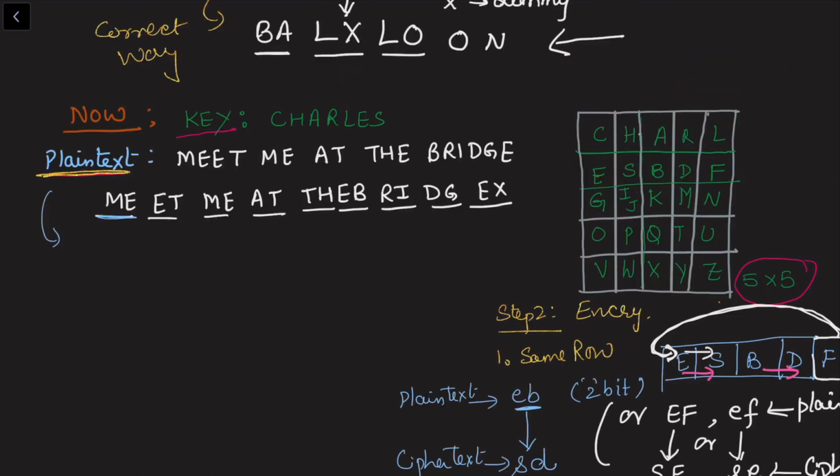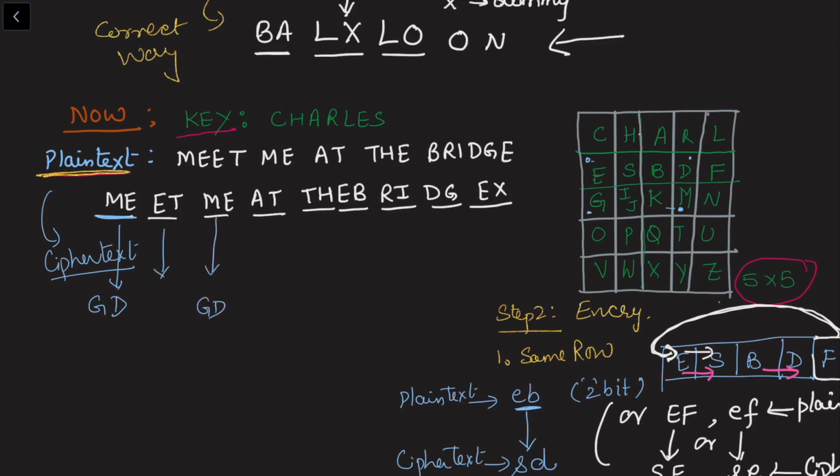Now continuing with our example, here I write the cipher text. We see the first block is ME. M is here, E is here. They are not in the same row or column. Corresponding to M, you can see that the row is G, and this is in the column of E. And for E, we have the element D. So I am going to replace ME by GD. Same way, because ME is repeating here, let me write GD here itself.